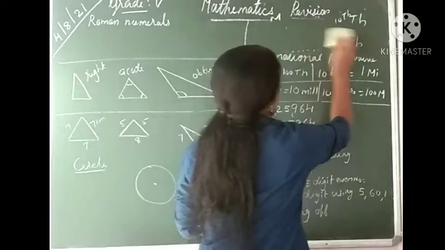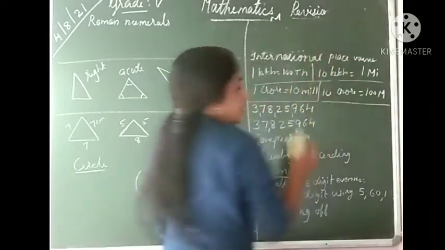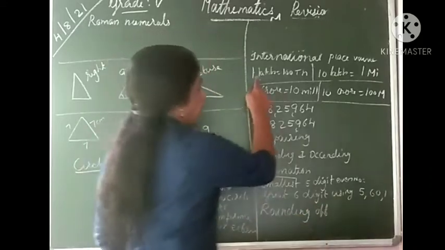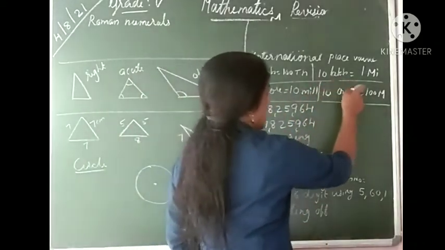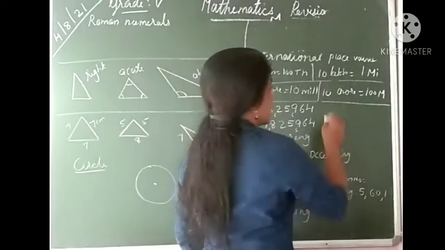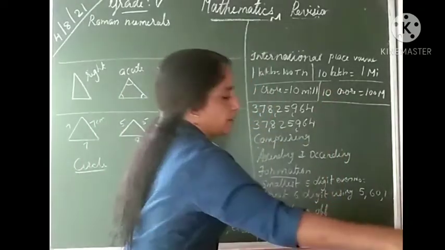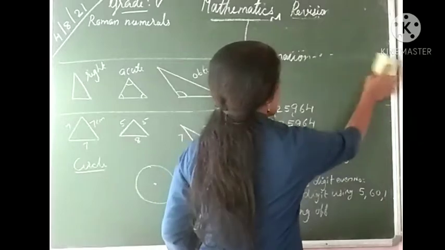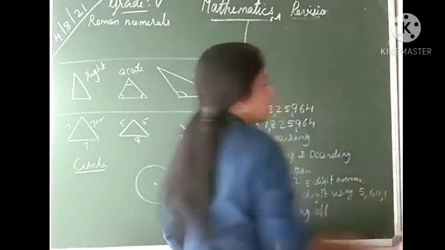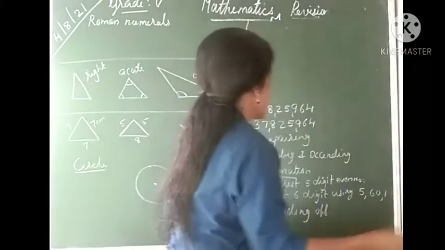If you look at the chart in the notebook and textbook, it is given. You can easily understand. 1 lakh is 100,000, 10 lakh is 1 million, 1 crore is 10 million, and 10 crore is 100 million. Please study that carefully looking at the chart. Chart you already know. Please study once again.